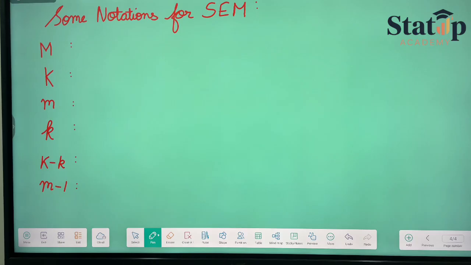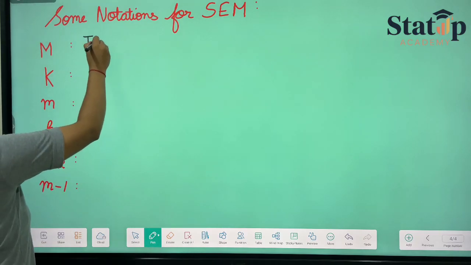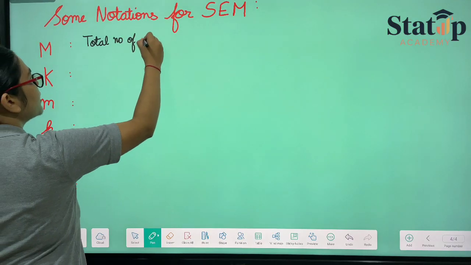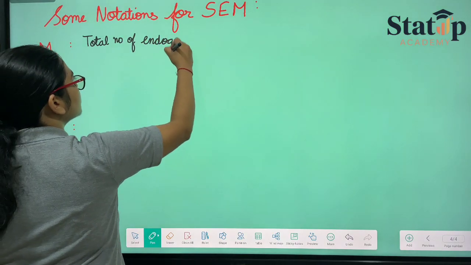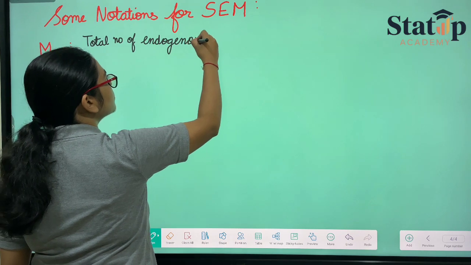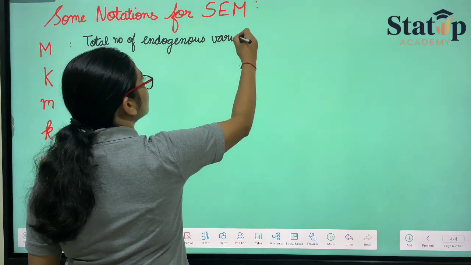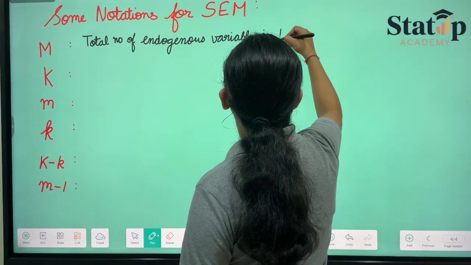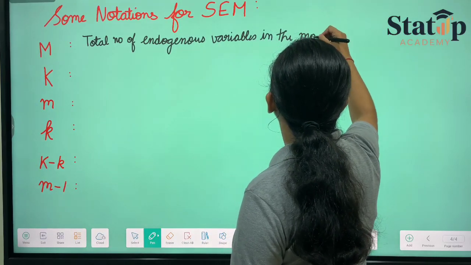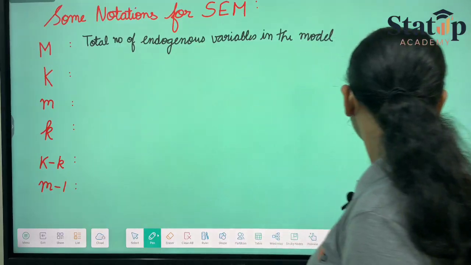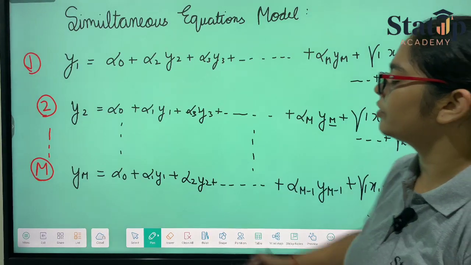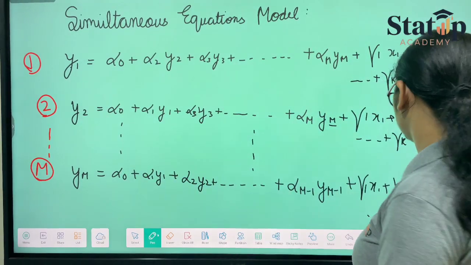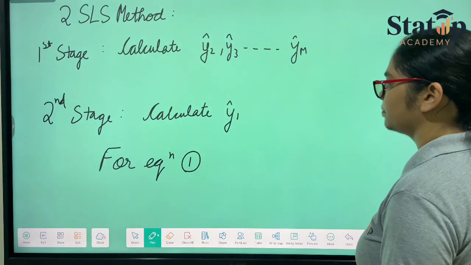Now what is capital M? Capital M is the total number of endogenous variables in the model. As we can see, the endogenous variables are 1, 2 up till m. So the total number of endogenous variables is capital M.